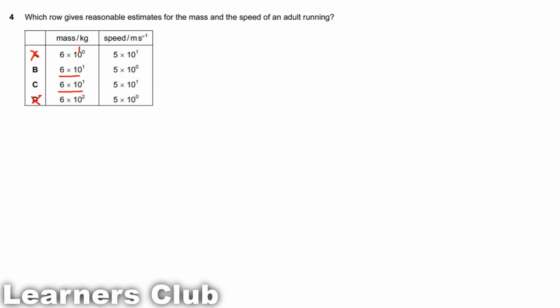Let's check the speed. 10 to the power 0 is 1. So 5 meter per second and 50 meter per second. It's not possible to run at 50 meter per second. This could be the speed of a motorbike. So we could run at the speed of 5 meter per second. So this is a reasonable estimate. So the option is B. So C is not the answer. So the answer is B.